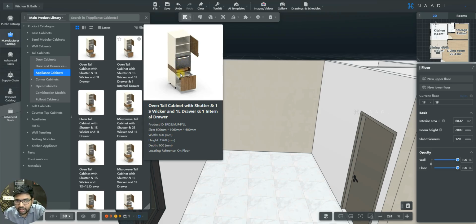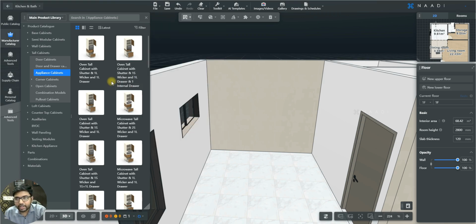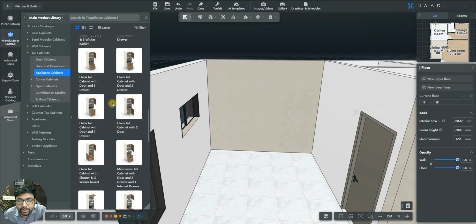Now, this can be precisely recognized using the thumbnail, or if you read the name, it will precisely tell you whether it's an oven or a microwave. It will tell whether it has a shutter on top or a lift up. It will tell what is the size of the wicker if it has a wicker. And if it has a drawer, it will tell you the count of the drawer. So again, the thumbnail and the name play a very crucial role when it comes to navigating your cabinets. In addition to these appliance configurations in your tall appliance cabinet, you will also find your refrigerator units too.